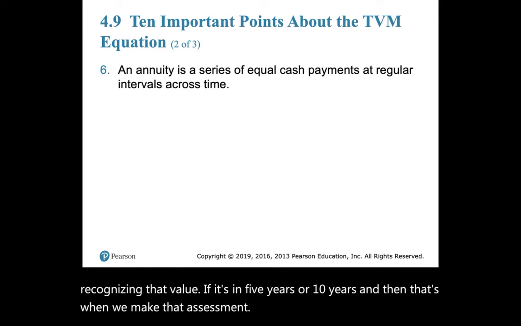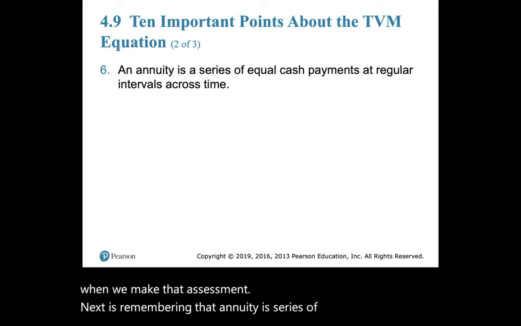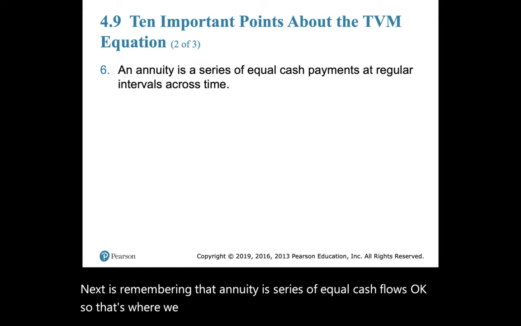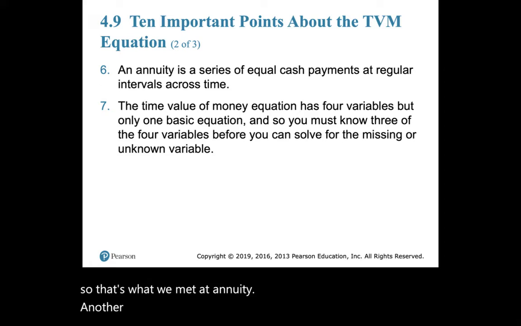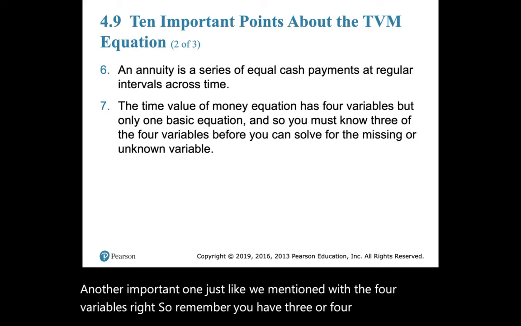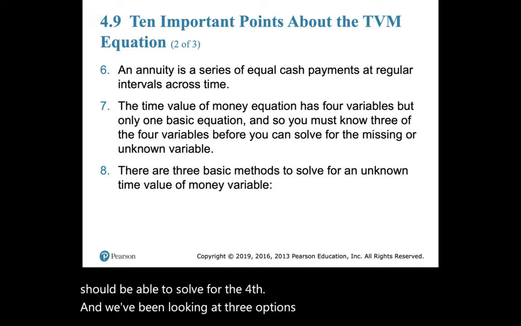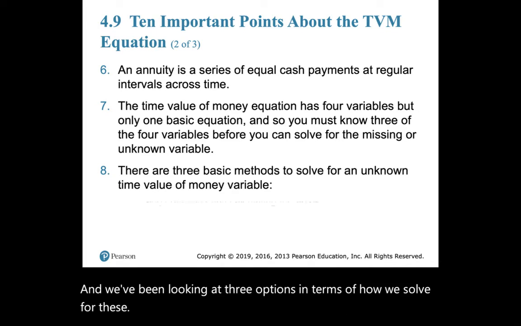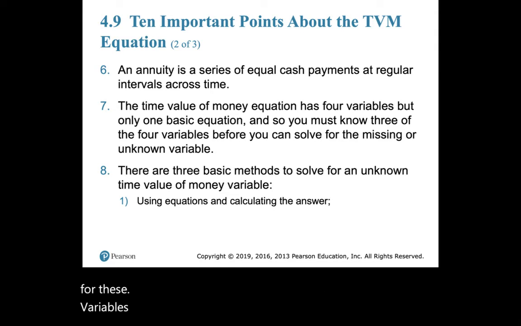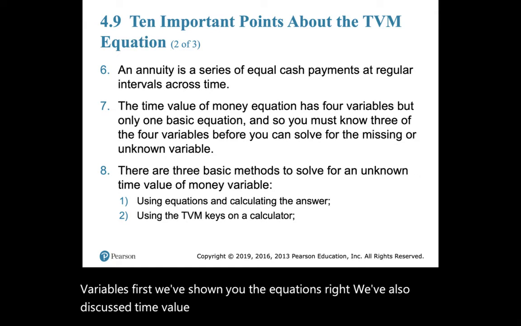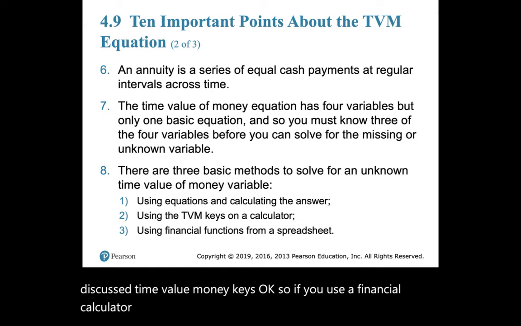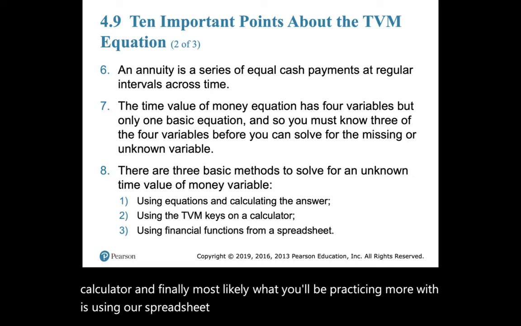Next is remembering that an annuity is a series of equal cash flows. Another important one, just like we mentioned with the 4 variables: if we have 3 of the 4 variables, we should be able to solve for the 4th. We've been looking at 3 options for how we solve for these variables. First, we've shown you the equations. We've also discussed the time value of money keys if you use a financial calculator. And finally, most likely what you'll be practicing more with is using our spreadsheet to solve for these time value figures.